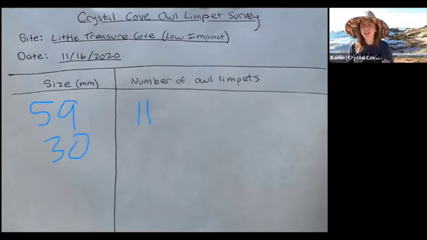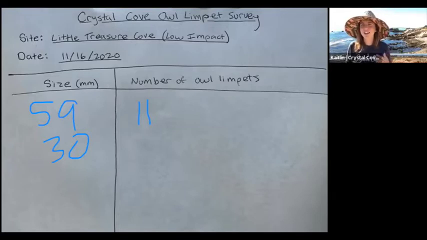So that way we get 2 kinds of data, just like the 2 predictions we made. How many owl limpets are there? And how big are they? And what's their size distribution overall? Do we have more small ones or more big ones? So I'm going to hold this on the screen for just a moment to make sure that you have the time to set up your data sheet.